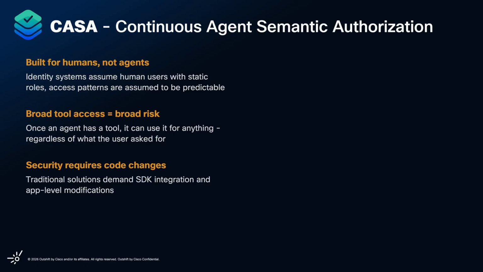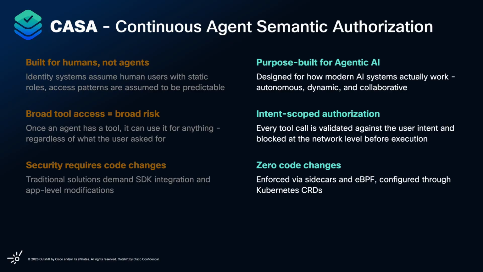CASA addresses these problems with a fundamentally different approach. First, CASA is purpose-built for agentic AI. It is designed for how modern AI systems actually work, autonomous, dynamic, and collaborative, rather than trying to retrofit human-centric identity models onto agent workflows.